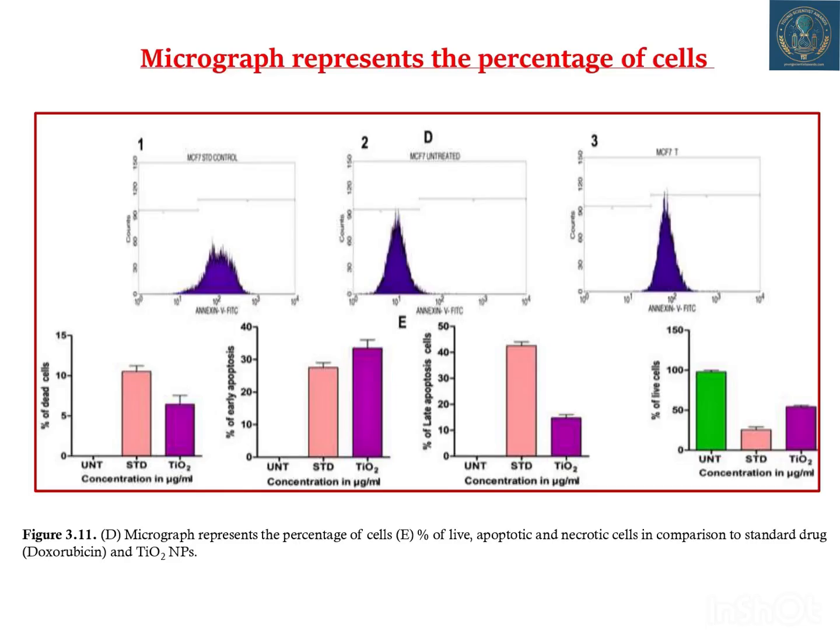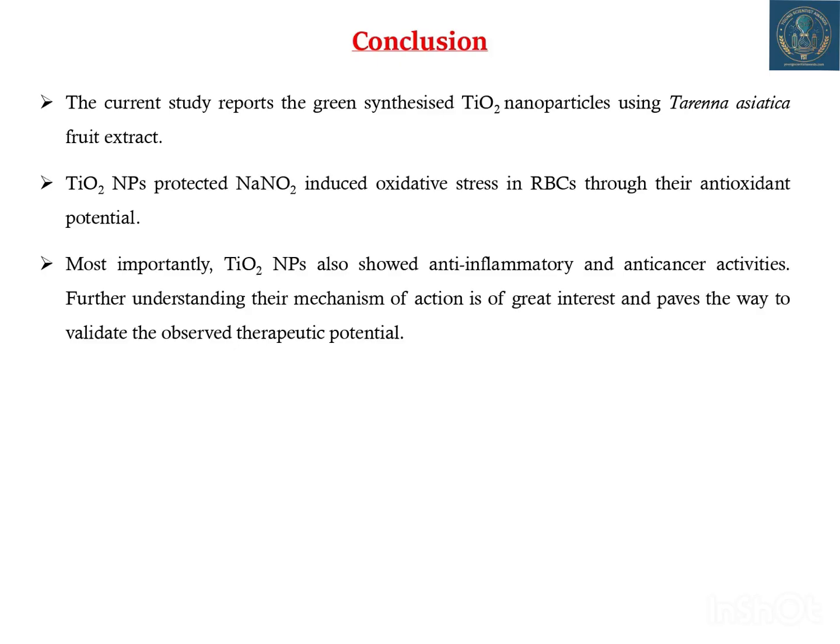Then coming to the conclusion, the current study reports the green synthesized TiO2 nanoparticle using Tharana asiatica fruit extract. The TiO2 nanoparticle protects RBC cells against the oxidative stress induced by NaNO2, and most importantly, TiO2 showed anti-inflammatory as well as anti-cancerous activity. So TiO2 is a good anti-cancerous as well as anti-inflammatory agent.